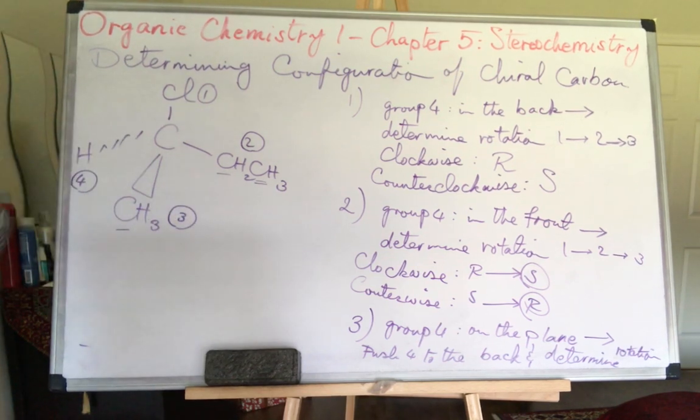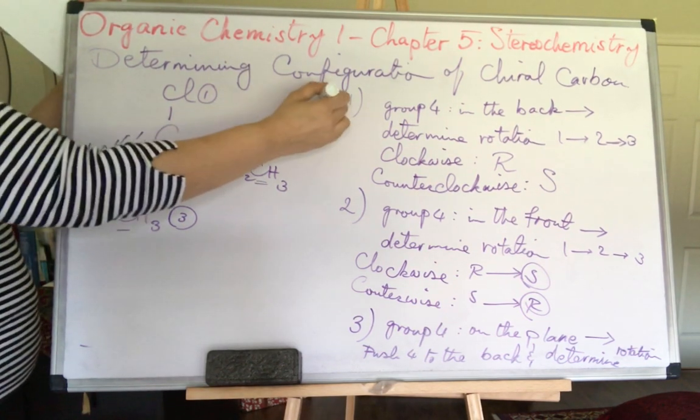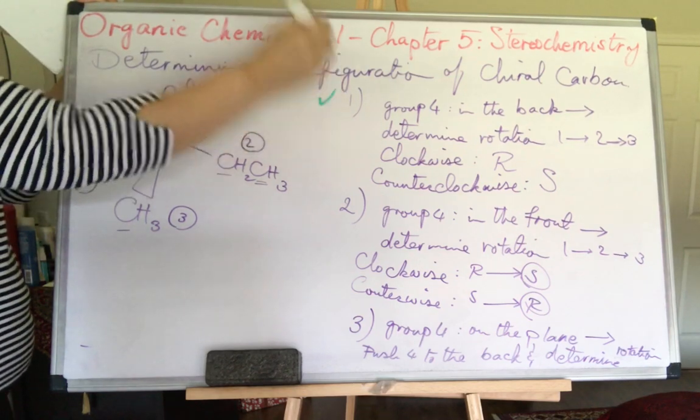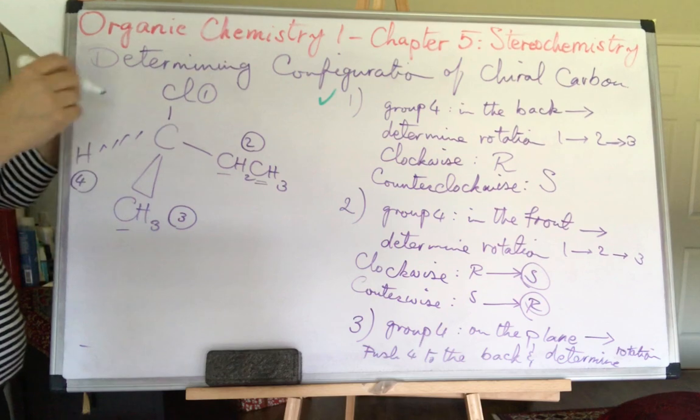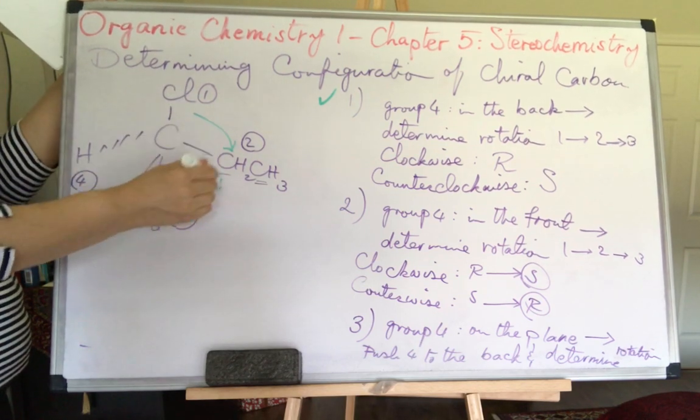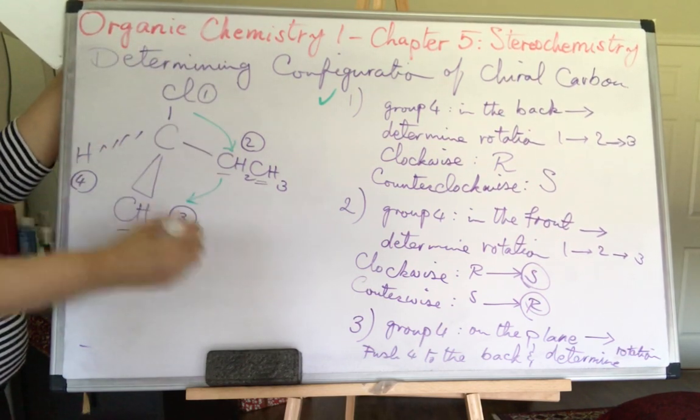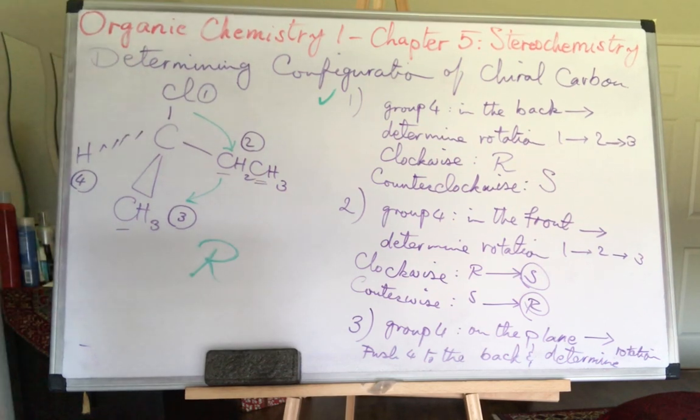We are trying to determine the configuration R or S. Let's see how we can determine it. Hydrogen is already in the back, so we're dealing with the first situation. If it's in the back, we just need to determine the rotation from 1 to 2, 2 to 3, and it's clockwise, so it's an R configuration. Okay? And we will work on more in the next video.